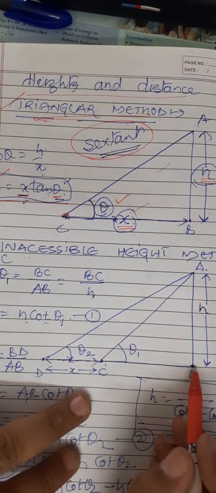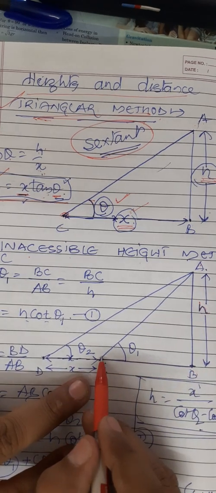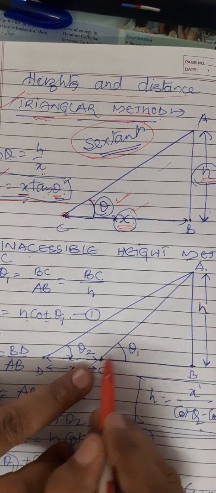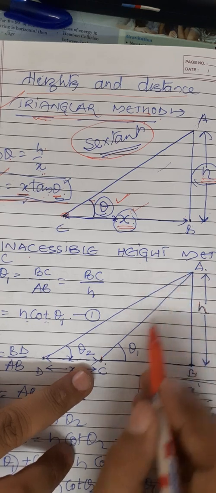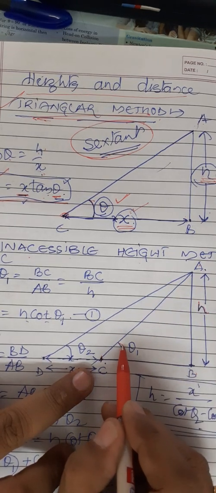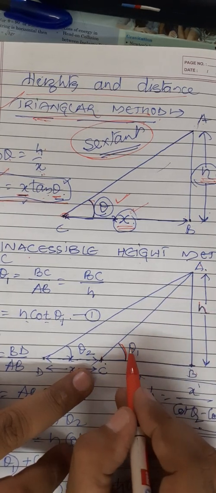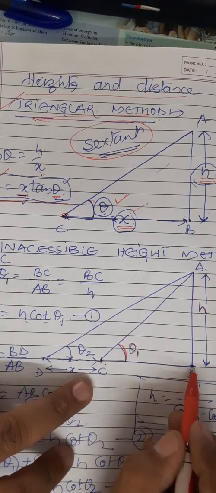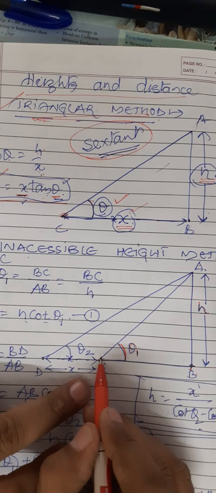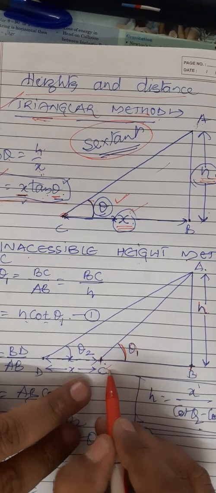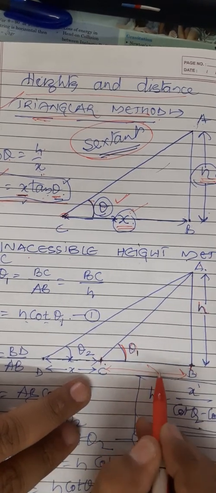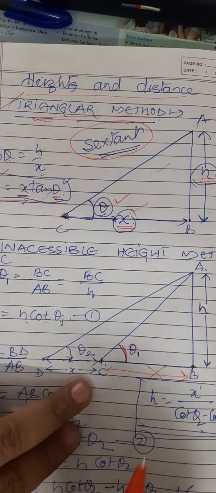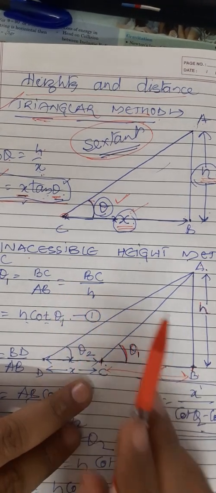What we will do is, at any given point C from where the top of the mountain is visible, measure the angle of the top of the mountain. This angle is theta 1. We are supposing that we are unable to find the distance from the center of the mountain to the point of observation. That is, the CB distance we cannot measure. That's why this method is called the inaccessible height method.